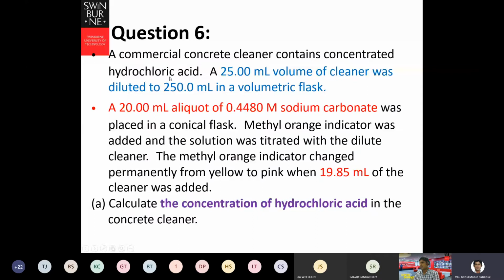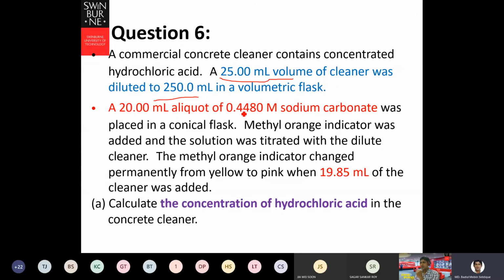So question number 6 is the commercial concrete cleaner, all right, contains hydrochloric acid and it has 25 milliliter of this. So it says that the 25 milliliter of the solution, right, was diluted to 250 milliliter. So that dilution factor is a big factor and sometimes you do not consider it, so be careful. Dilution factor we have to consider.